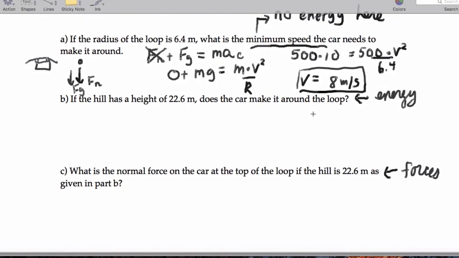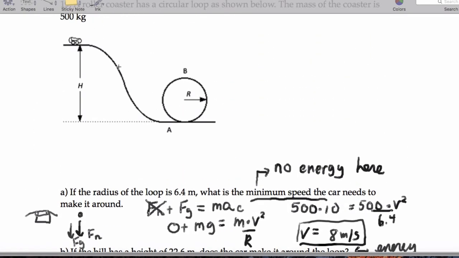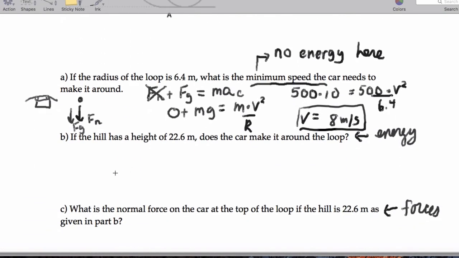Next, we want to know if the hill has this height, does the car make it around the loop? And we don't use forces here. We're only going to use a pure energy approach. So we have a gravitational energy at the top. It's at rest. This is the top of the hill. And then when we make it to the top of the loop, let's be clear, there is a gravitational energy at the top of the loop, and we assume the car is moving, so there is a kinetic energy.